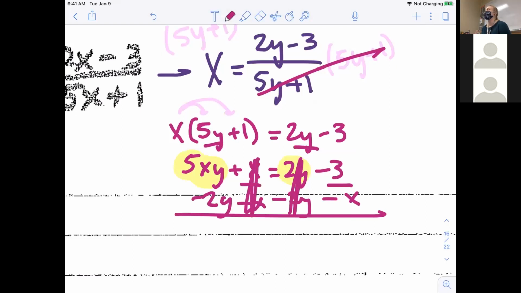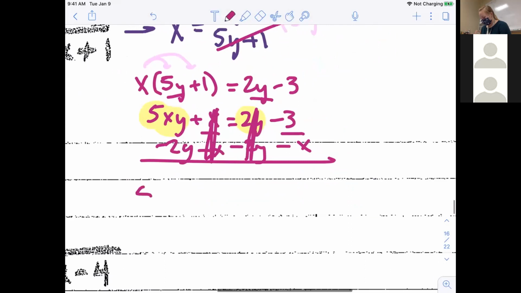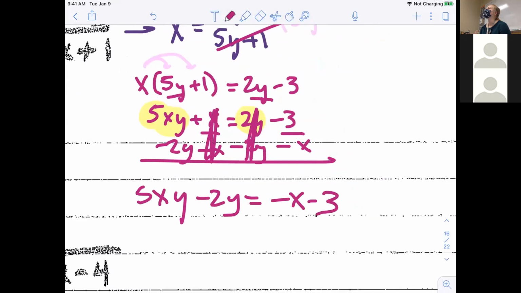You could have moved the other things. I could have moved the 3 and the 5xy, but it doesn't matter. So I've got 5xy minus 2y equals negative x minus 3.